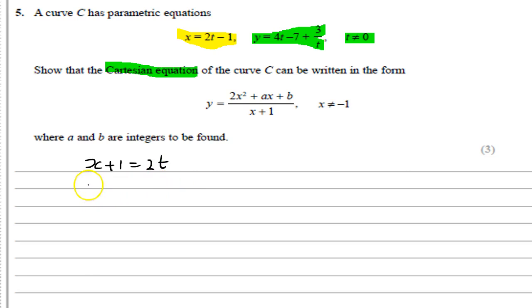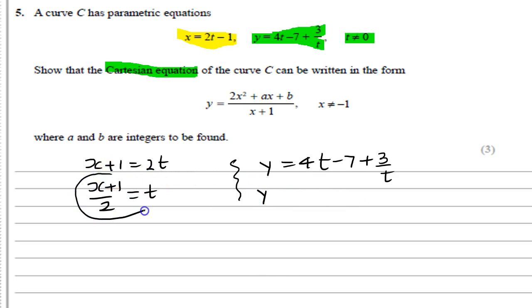So let's calculate t. x plus 1 divided by 2, that is equal to t. And here we got y equal to 4t minus 7 plus 3 divided by t. So let's put the value of t here. Once we put the value of t, we are going to put this value wherever there is t.